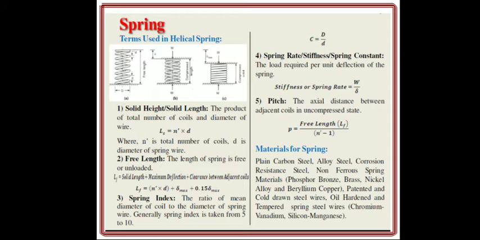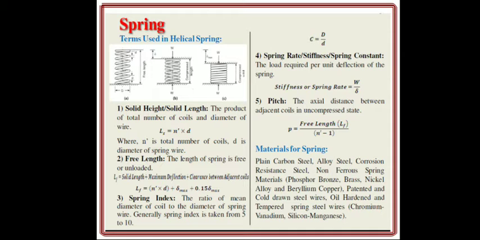Now the fourth definition, spring rate or stiffness or the spring constant. The load required per unit deflection of the spring is called the spring rate, where stiffness or spring rate is equal to W upon delta, where W is the load which is applied and delta is the deflection.